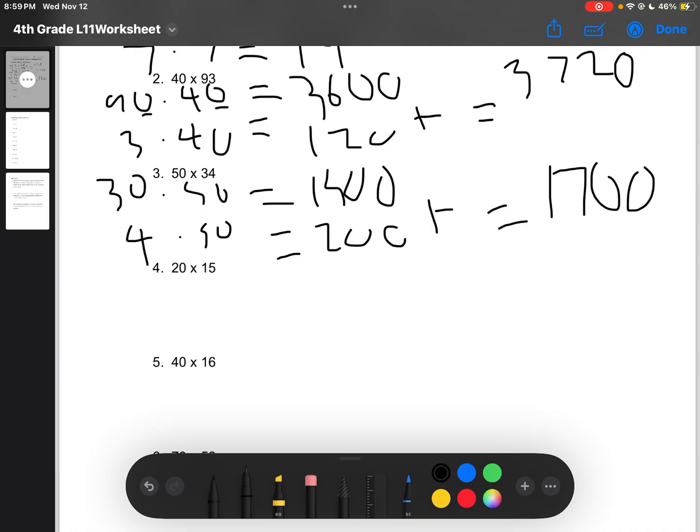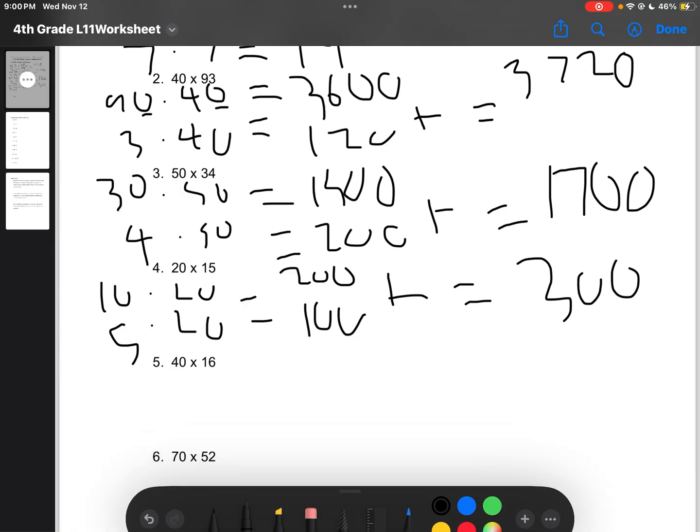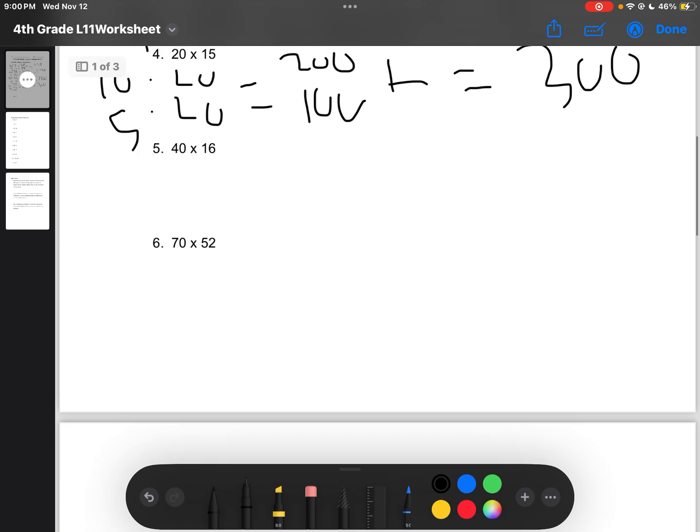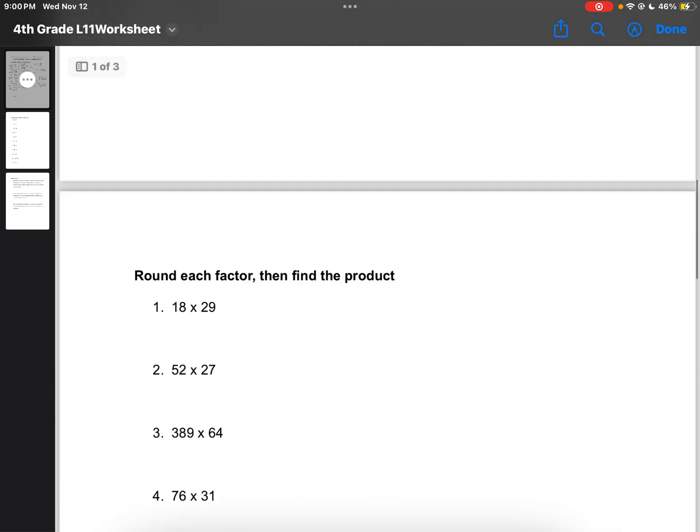Alright, number 4, we have 20 times 15. We could break up 15 into 10 and 5, and then multiply by 20 each. 10 times 20 will be 200. 5 times 20 will be 100. And if you add those two, we'll get 300. Alright, 5 and 6, you guys could try on your own using the distributive method.